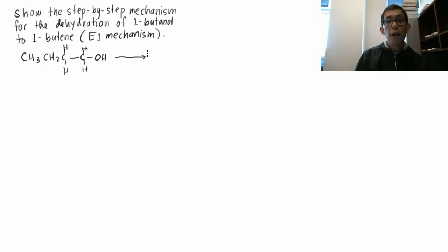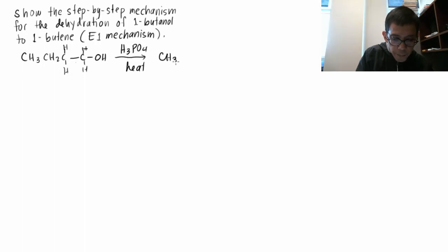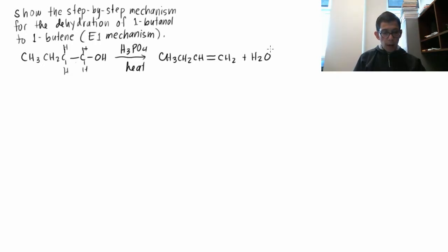Okay, so dehydration, we need an acid with a bulky base, so that's either phosphoric acid or sulfuric acid. So H3PO4 is our acid. You can use H2SO4, and usually the reaction requires heating. And what you get is this CH3, CH2, CH double bond CH2, and a side reaction is you produce water. Okay, because it's dehydration.